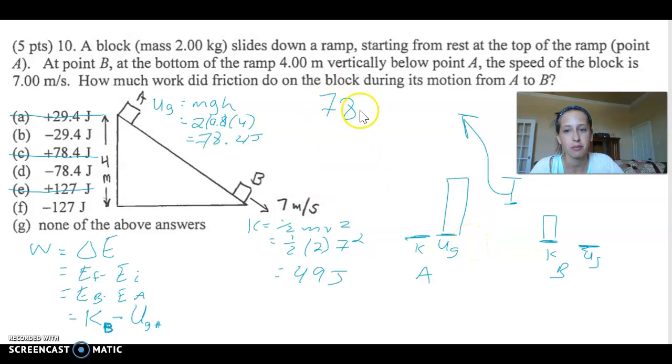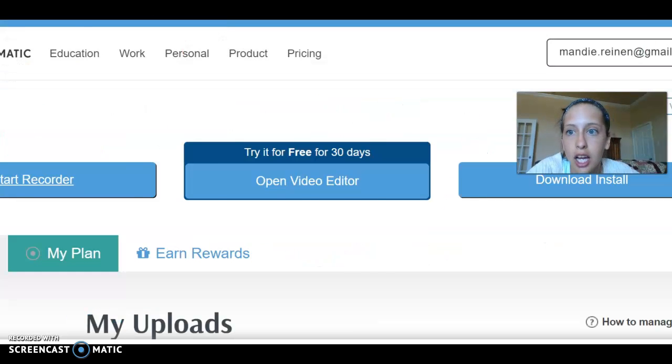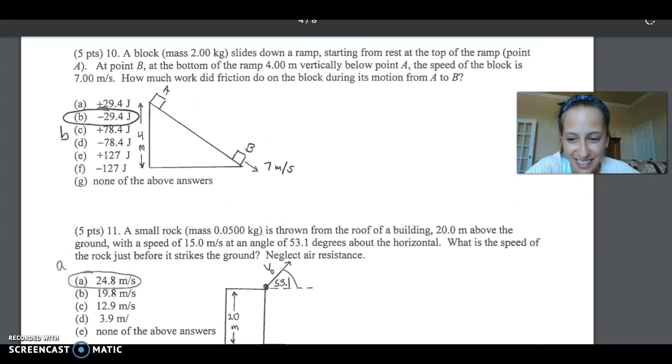So 78.4 joules minus 49 joules is 29.4 joules. And don't pick the positive one because this slowed us down. So that's the answer. I think it's B. Let me double check. That one, is it B? It is. We did it. Awesome.